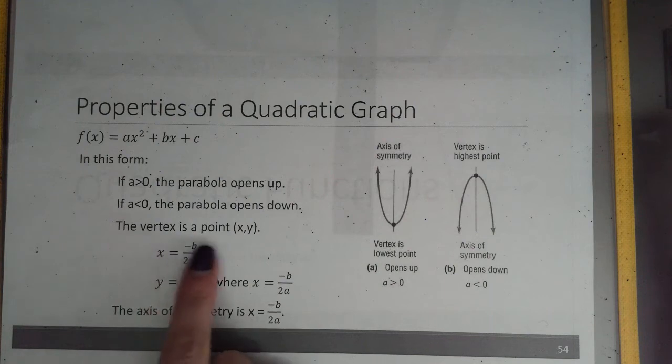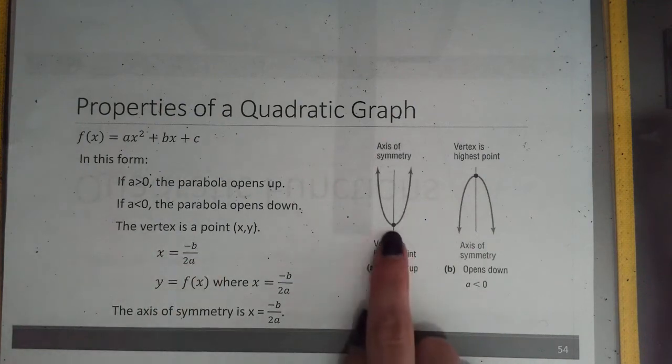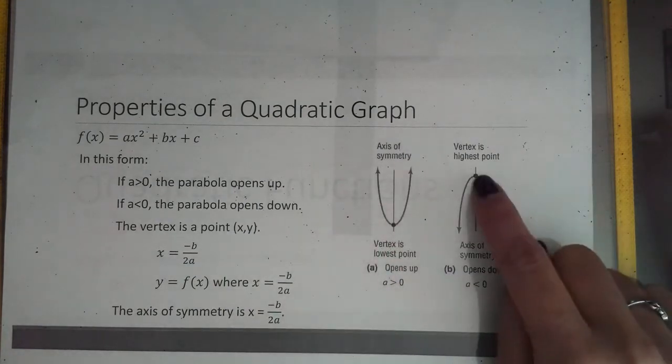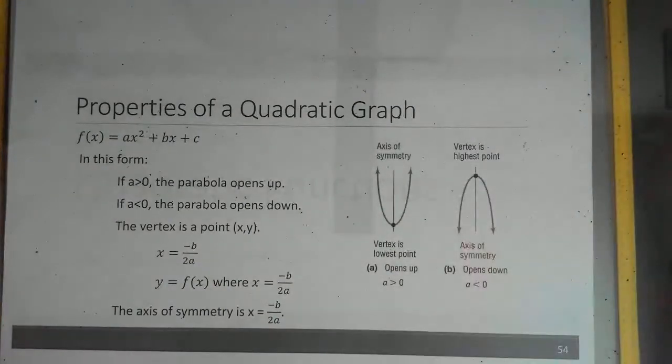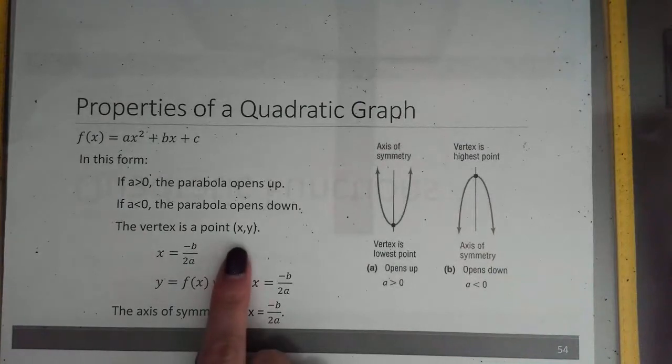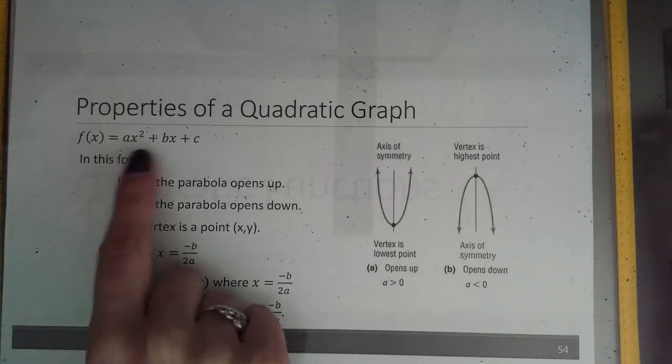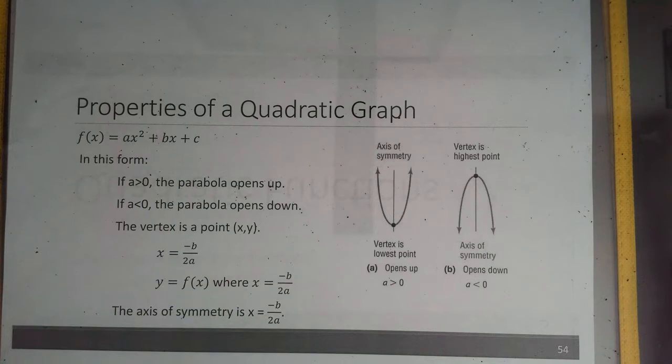Anyhow, the vertex is going to be a special point on our graph. It's going to be the lowest point if our parabola opens upward. It's going to be our highest point if our parabola opens downward. Now for this point, x y, that the vertex lies on, the x value is going to be negative b over 2a, referencing the a and b we saw in the formula.